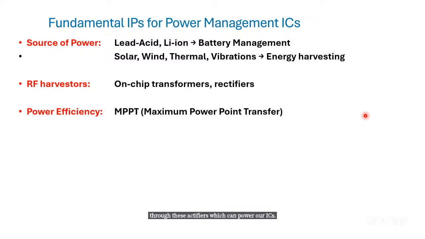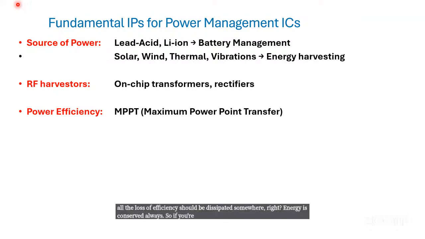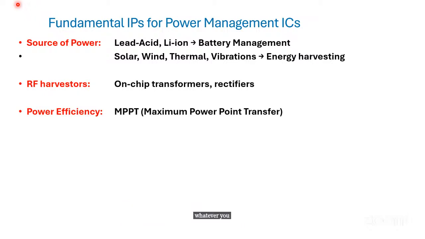Then, of course, while we are converting the power, it is important to take care of power efficiency, since this means that you are draining out the battery quickly if you are not efficient. Two, this also means that you dissipate a lot of heat. All the loss of efficiency should be dissipated somewhere, right? Energy is always conserved. So if you're delivering something to the load, whatever you're not delivering to the load is burnt on the chip, and this means the chip temperature increases.